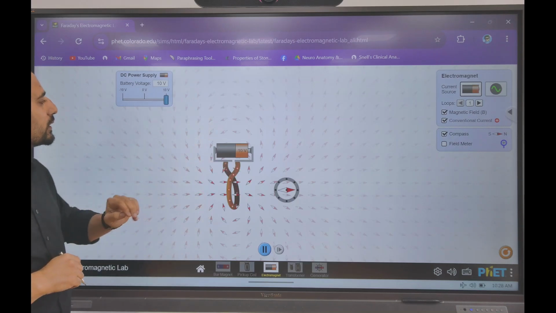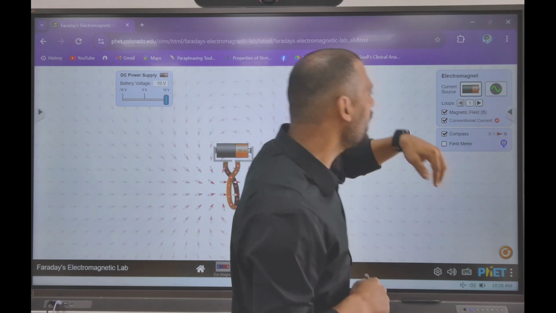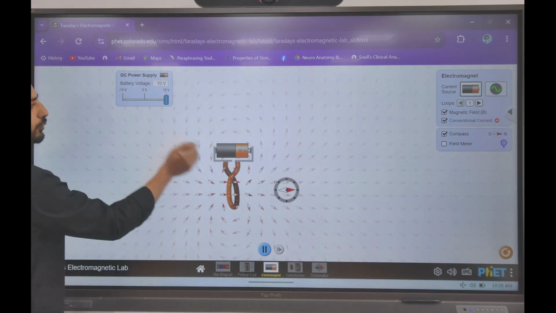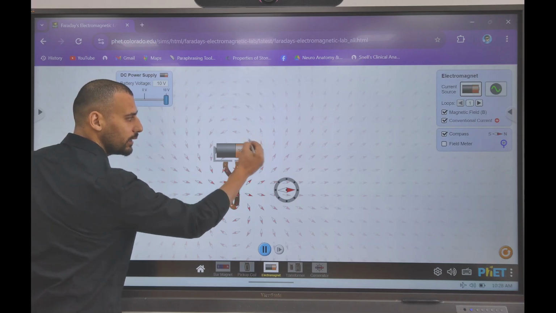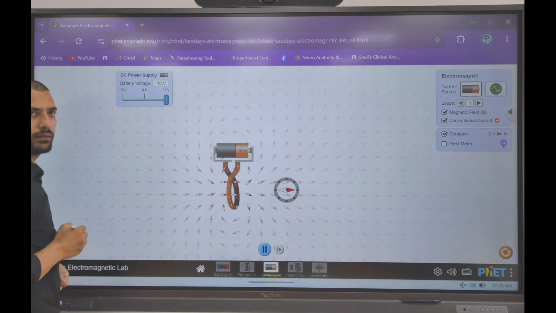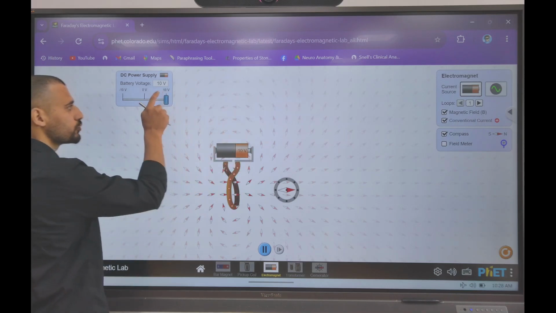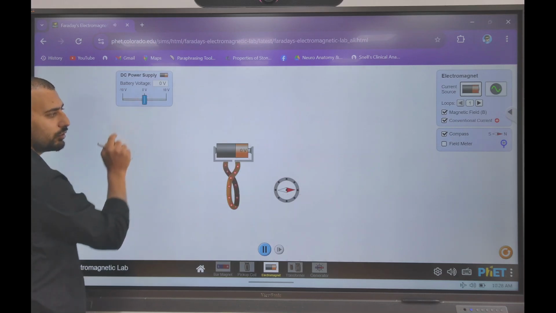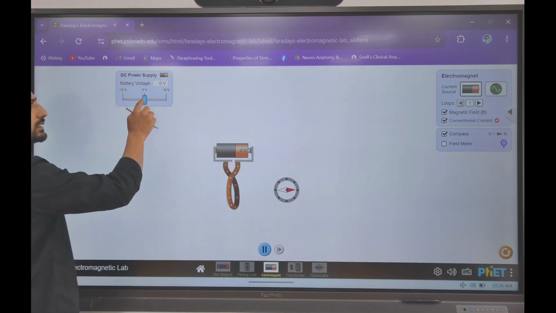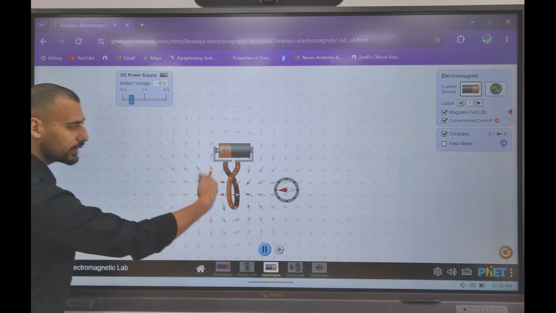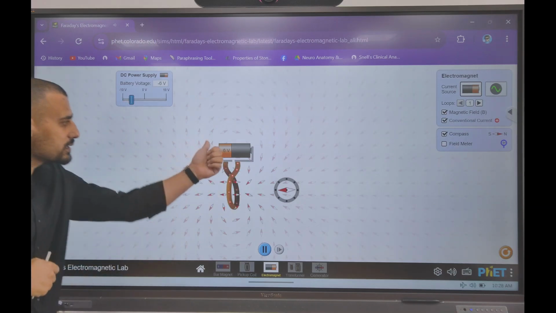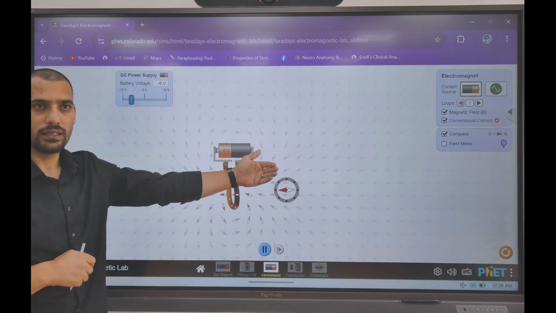Second important thing. If we reverse the polarity, see, this was the positive end and this was the negative end, okay? Now if I reverse it, that means this will be negative and this will be positive. So what I'll do, this will be 0, and then I'll reverse it, I'll take it in the opposite direction. Now the current is flowing in the reverse order.